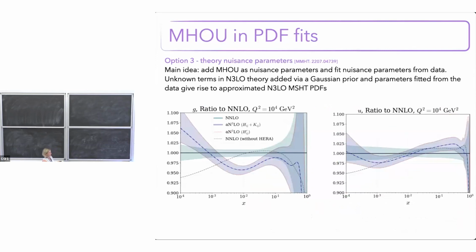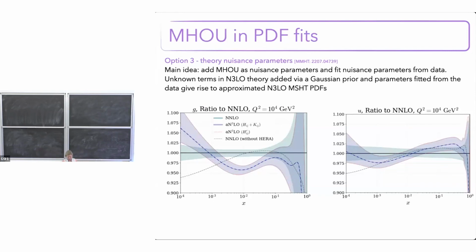Or there is the MSHT approach. So you might have seen in recent conferences that there are these approximate N3LO PDFs by MSHT. They started to include all the information we have about the next-to-next-to-leading order splitting functions and matrix elements. And what they do is that the unknown terms in the N3LO theory are added via a Gaussian prior, and the parameters are fitted from the data with the uncertainty.